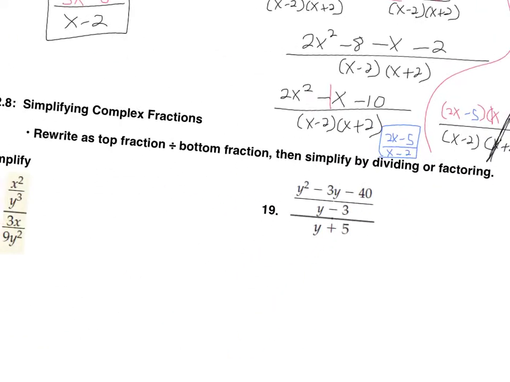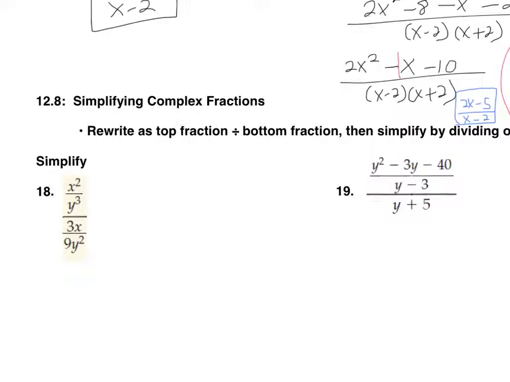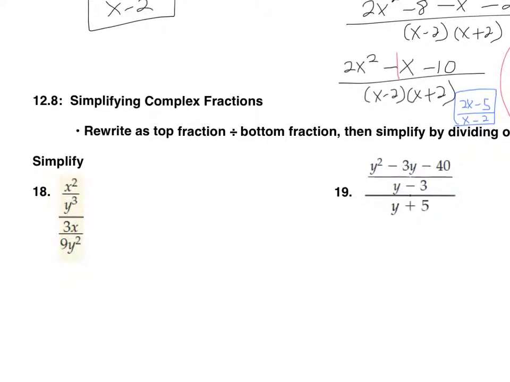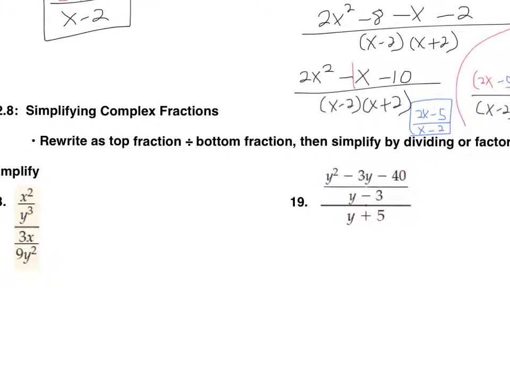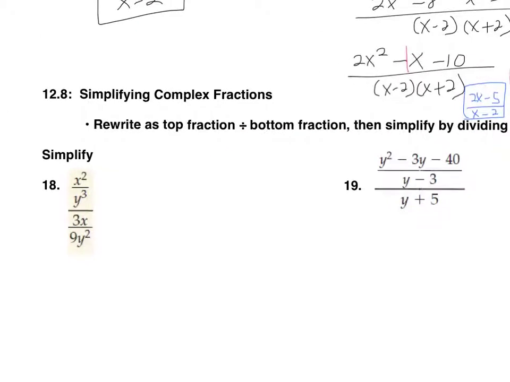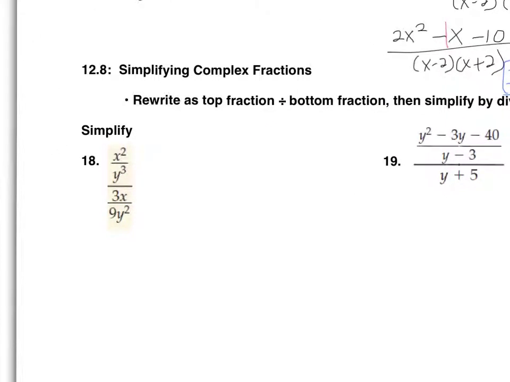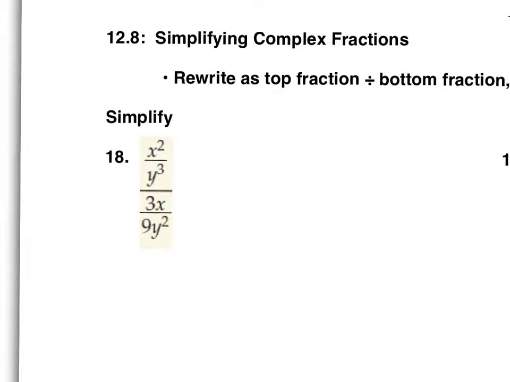Okay. Next, we have complex fractions. They're called complex fractions because they're complicated fractions. Look at number 18. We have a fraction here, plus the whole darn thing is a fraction. So what you're going to do is rewrite it as the top fraction divided by the bottom fraction. So we're going to basically make this fraction bar into a division sign.